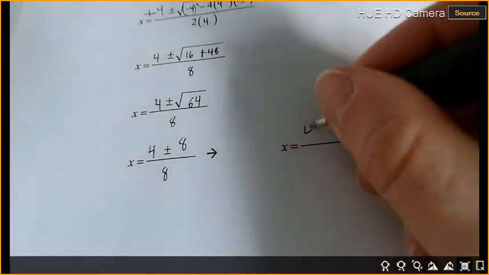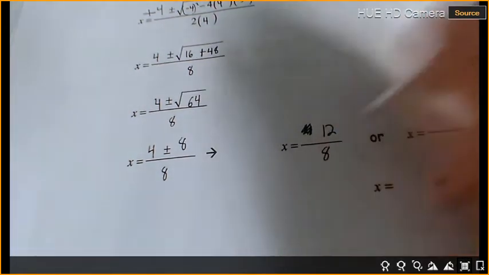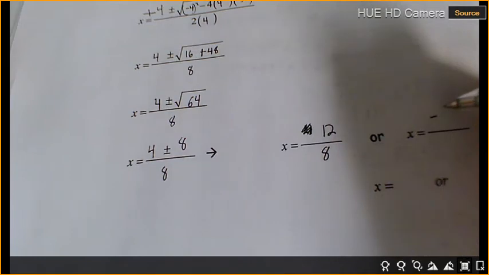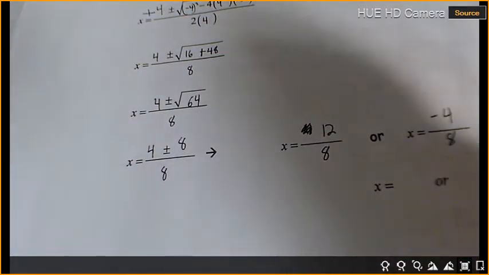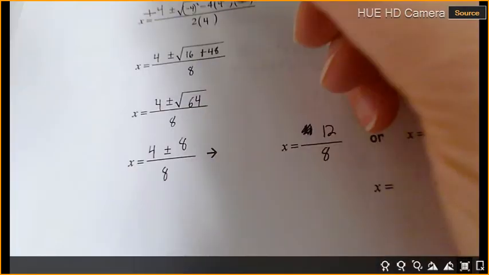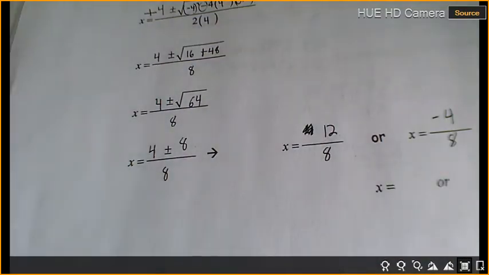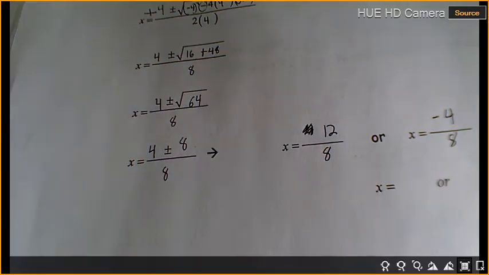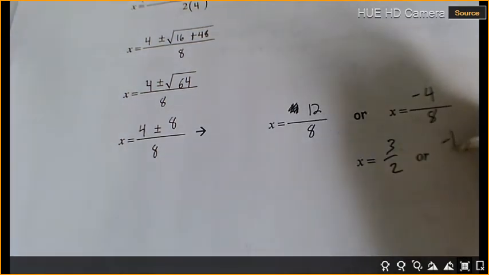So we have 4. What's 4 plus 8? 12 over 8. And what's 4 minus 8? Negative 4 over 8. So because it's 4 minus 8, the 8 comes second. 4 plus 8 is 12. Why is it plus? You have 2 negatives. This negative here and this negative here. Okay, so we end up with 3 over 2 or negative 1/2.